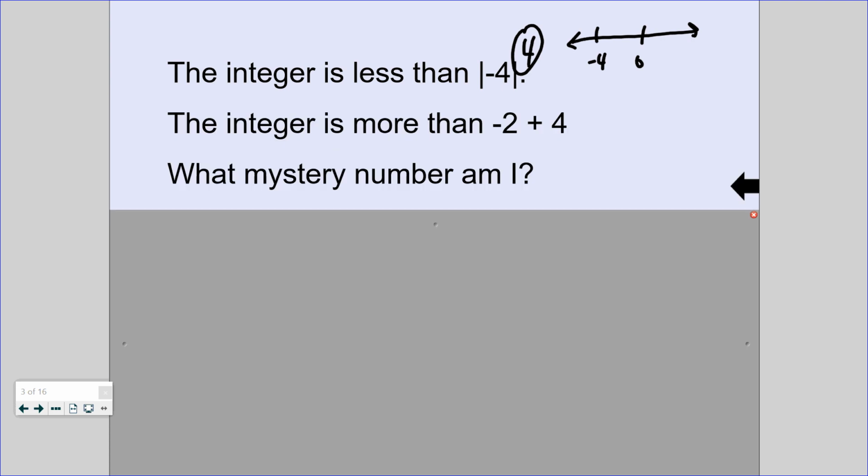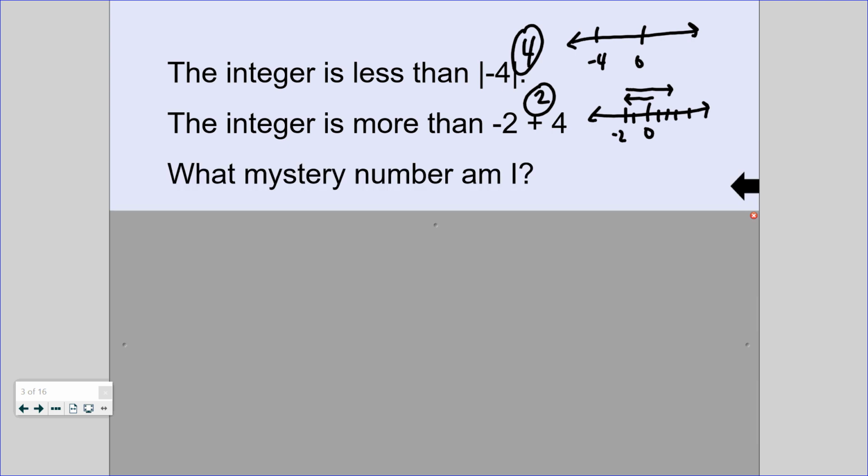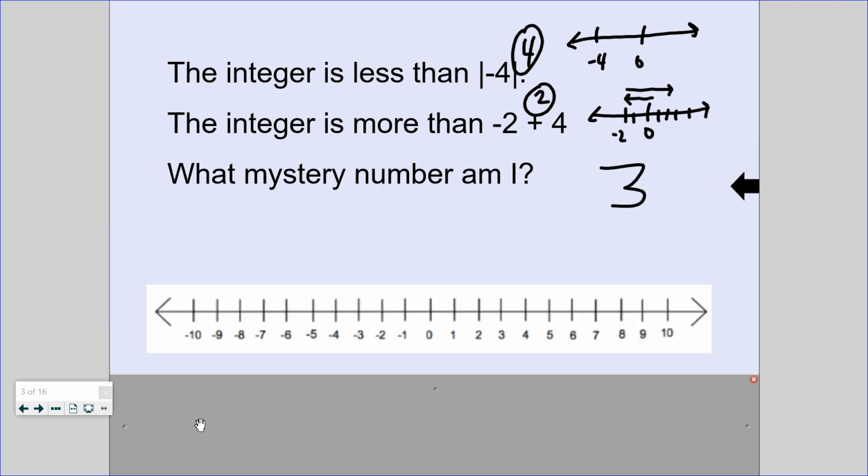Next clue, the integer is more than -2 plus 4. So here's a number line. Here's -2. I start at 0. I go left 2 units to -2. Then I go right 4 units to 2. I could have drawn it, or I could do it mentally. Do I have more negatives or more positives? More positive by 2. So it's less than 4, but more than 2. I think I know it. It's 3. So that's the answer.